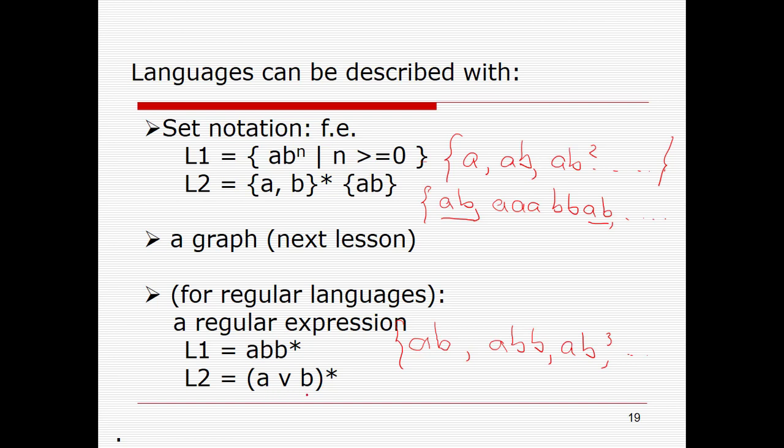Language L2 is basically the same thing. We choose from a or b as often as we like. So language L2 contains a or ab or ba or b square or whatever. So I can choose a or b as often as I like. And note there's a special one here. I can also choose nothing at all. So that means that lambda is part of this language as well. And in L1, you cannot have lambda because we definitely have to have ab inside the word.